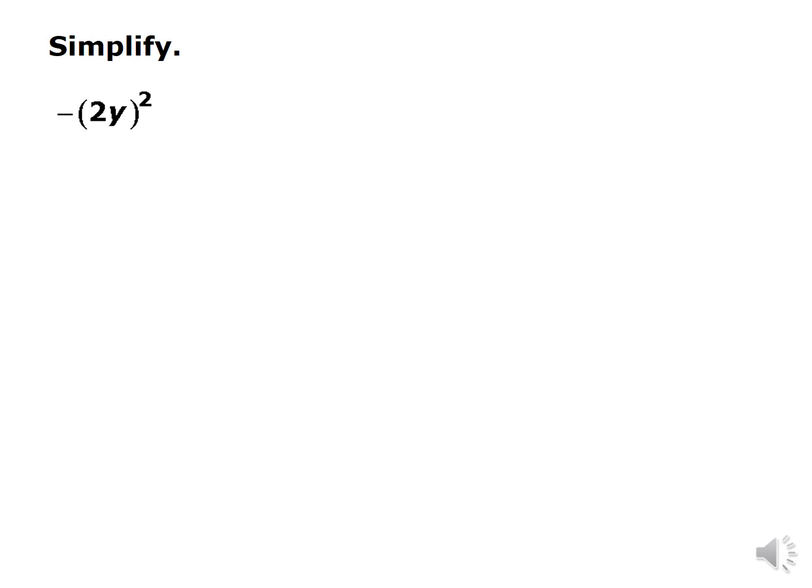Okay, here's another one. Now this one is mainly put here to make you stop and think. So I want everybody to try it. So push pause, and then we'll go over it. Okay, so what this is, you have to distribute the 2 to these inside, and you get 2 squared y squared, and so the answer to this one is negative 4y squared.